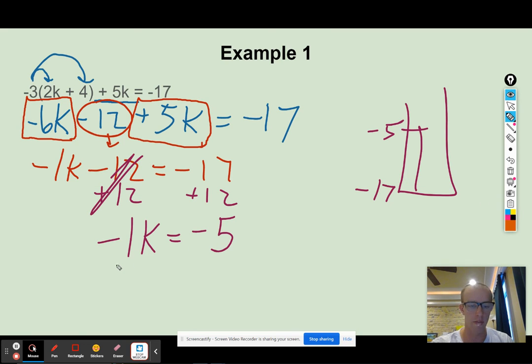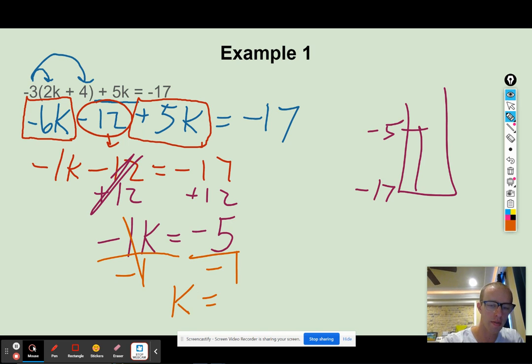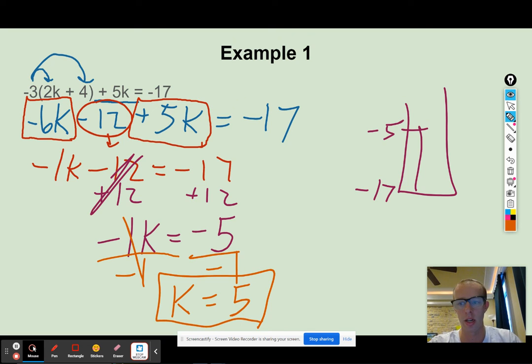All right. And so the last step here, I have -1k equals -5. I got to get this k by itself. I'm not done until the k or the variable is by itself. I divide each side by -1. These cancel. K is by itself. -5 divided by -1. A negative divided by a negative is a positive, and 5 divided by 1 is 5. And k equals 5 is my final answer here. So I took this long equation and I solved it. And I got k equals 5.